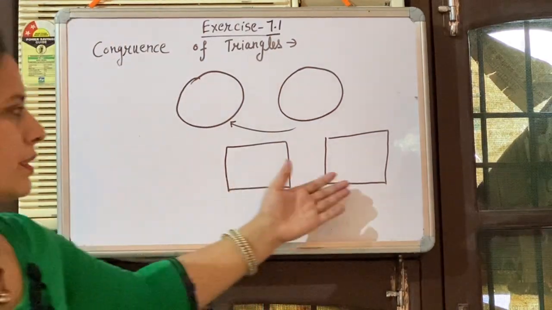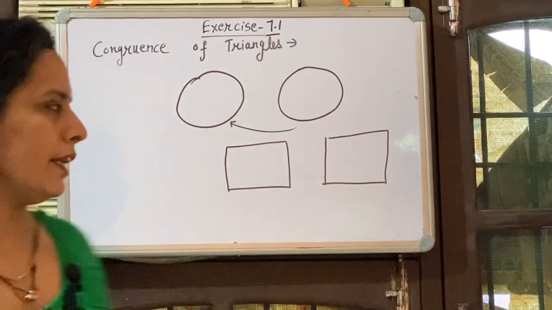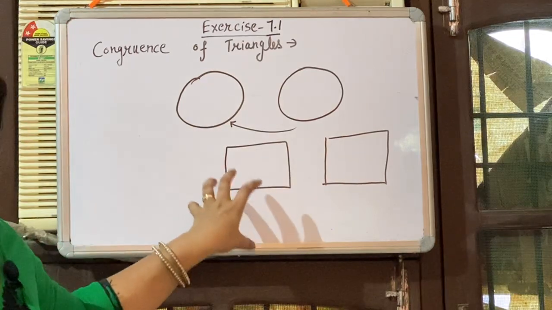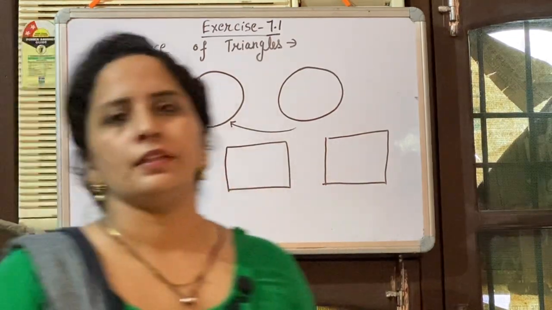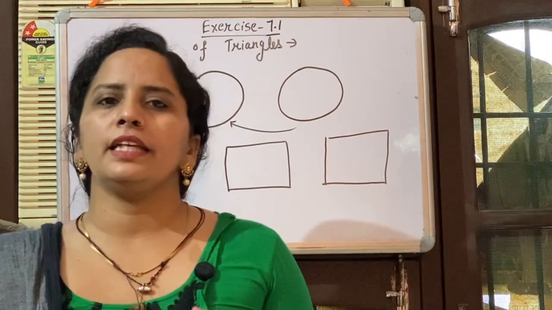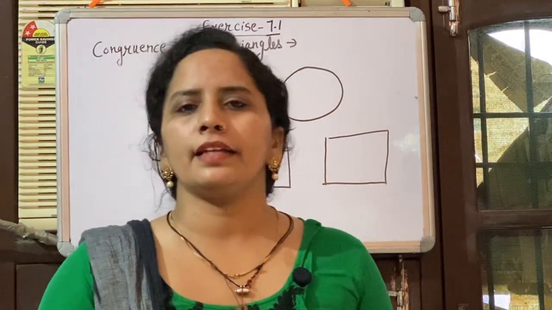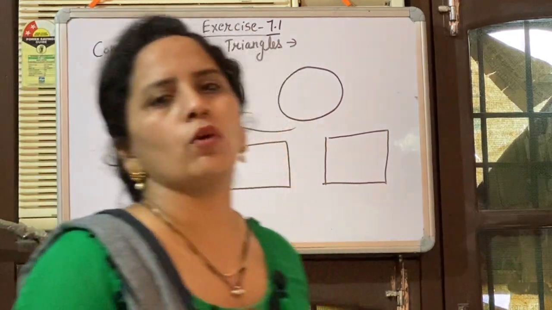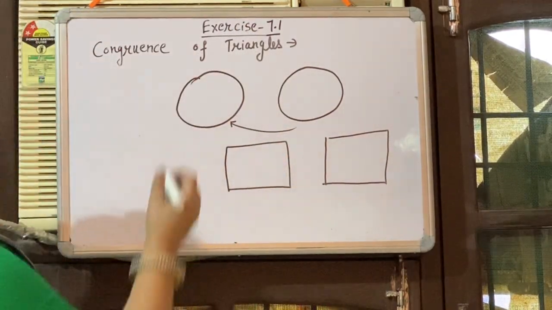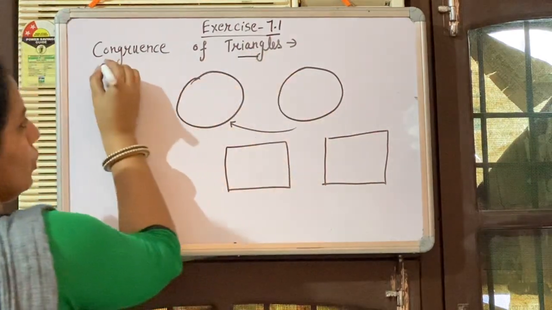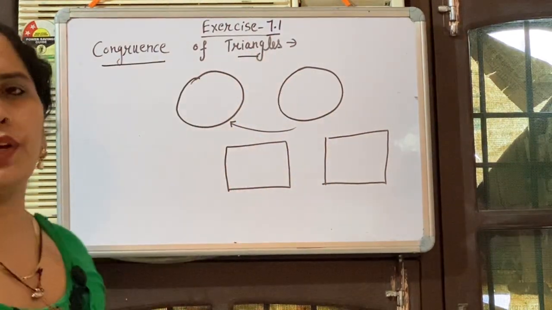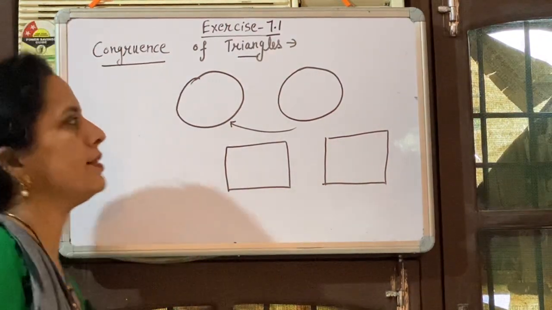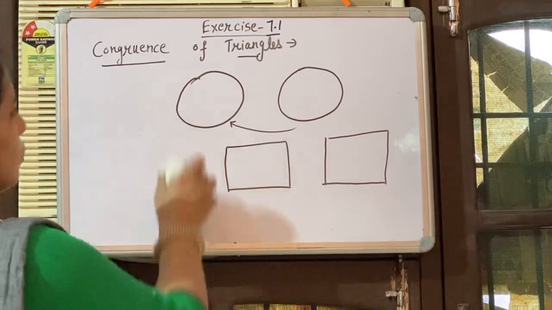If we take one more example, a square of same side, and if we put these two squares one on another, then they cover up each other completely. So two shapes, when they are of the same size, same length, such that they are completely identical, then these two shapes are called congruent. So in this chapter, to show two triangles are congruent, we have total 5 rules. In the first exercise, we will discuss just 2 rules.